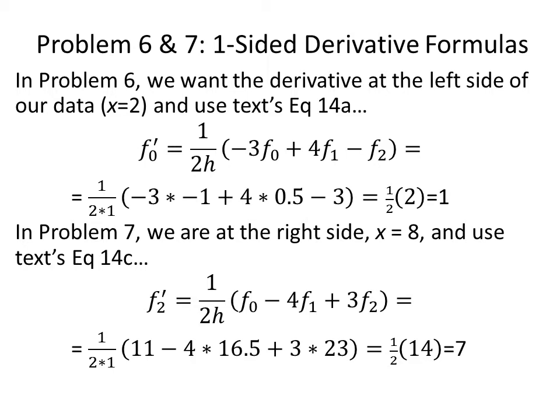And we have a 3-point formula in each case, and you'll see which data is being used here, and we just use the appropriate formula, and we get the slope at the left side of 1, and in problem 7 we get a slope on the right side of 7.